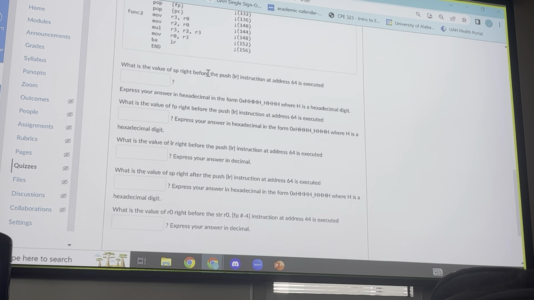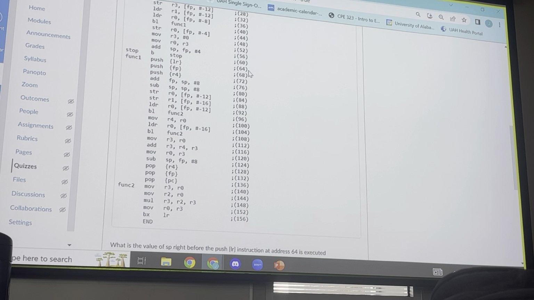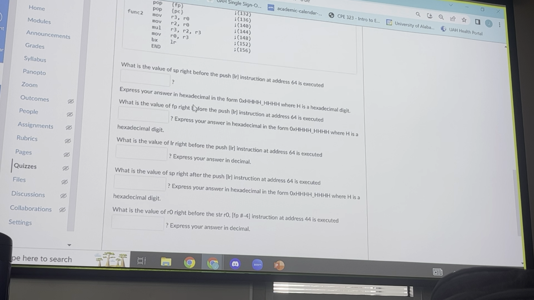What's the value of SP right before the push LR instruction at address 64? Where is that? Right there. Okay. Push LR instruction right there. Man, we still gotta go through. Right before that happens, what is the value of stack pointer? So what would you do?